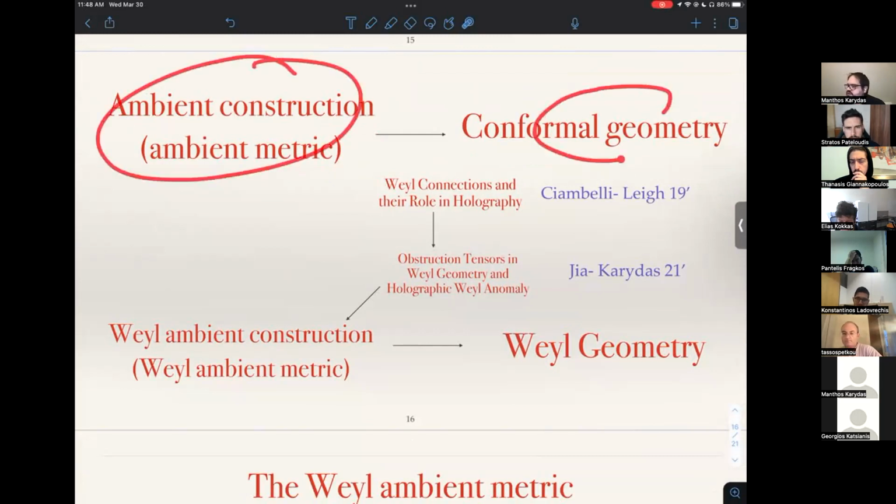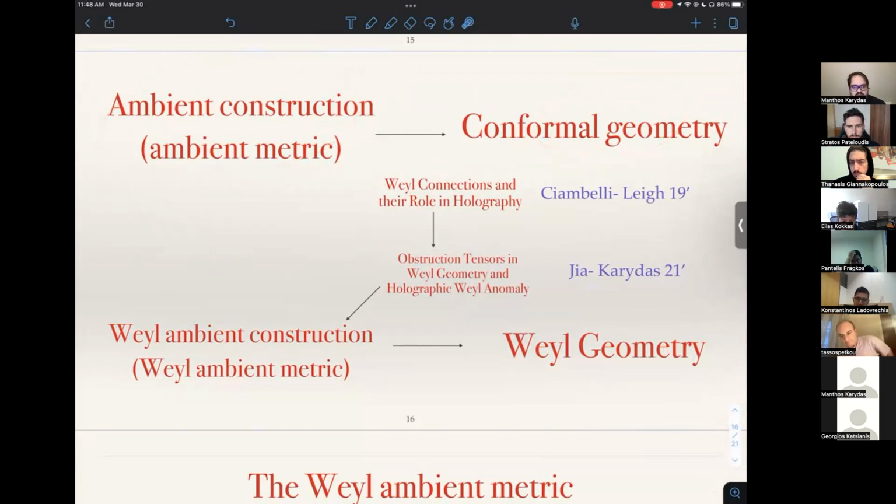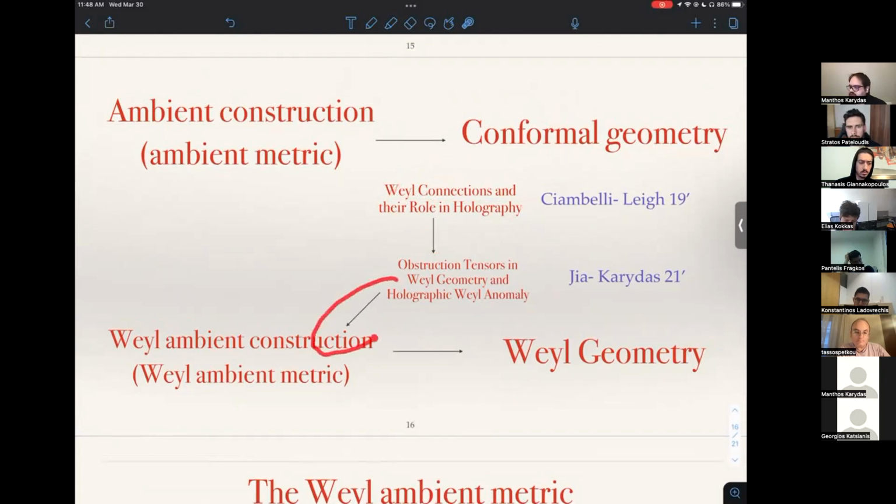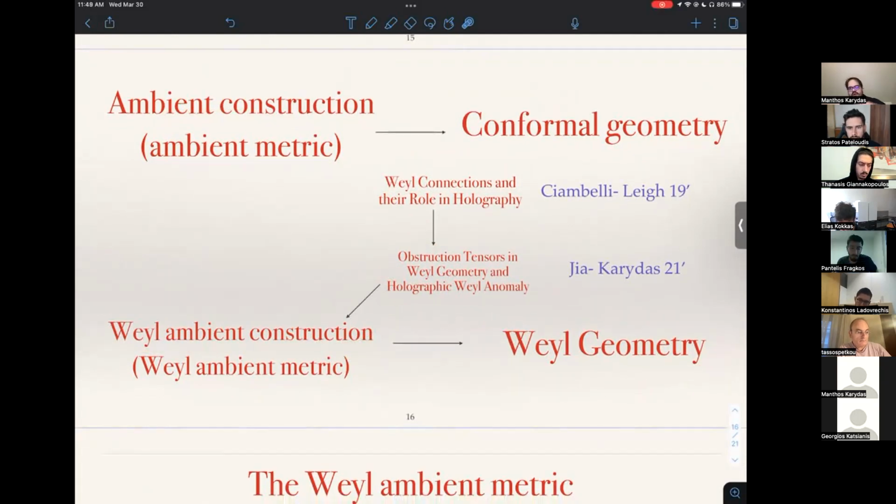As I said, the ambient construction gives us stuff about conformal geometry in a systematic way. I was introduced to this topic by a paper by Ciambelli and Lee in 2019, where they introduced this Weyl connection that I just described in holography. And then we had a paper, which was a follow-up of that paper. And we are now working on a generalization of the ambient construction where we introduce basically this one-form gauge field in the Weyl ambient, and we can derive tensors in Weyl geometry now. And things work out as smoothly as one could expect.